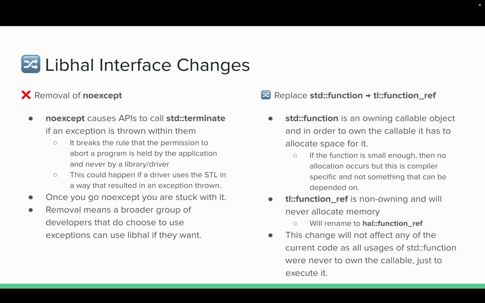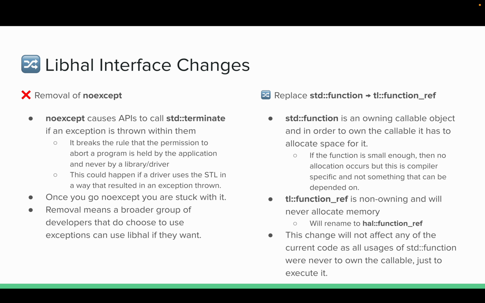Another one is this could happen if the driver uses the STL in a way that results in an exception being thrown. So even in cases where you don't expect to use any exceptions at all and you have exceptions disabled, if you're in a scenario where you're using, let's say, a vector or a polymorphic vector or something along those lines, and you have an API that throws an exception, this is where it's a little harder to find. So having no except there is kind of a big thing.